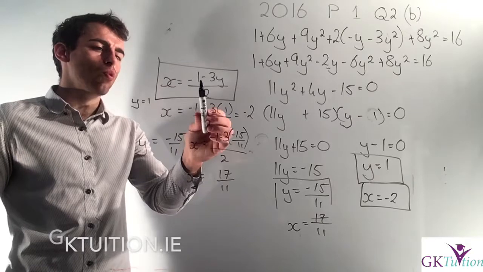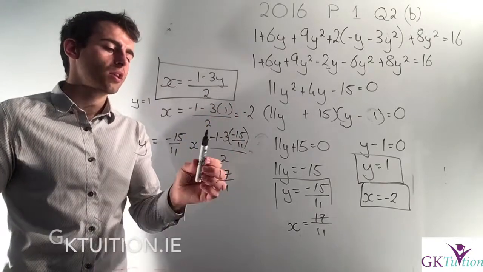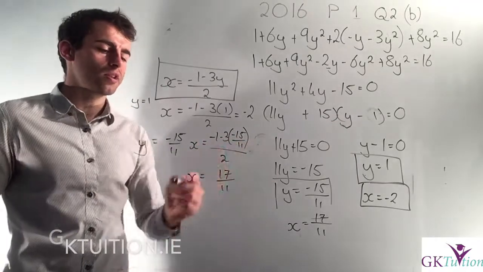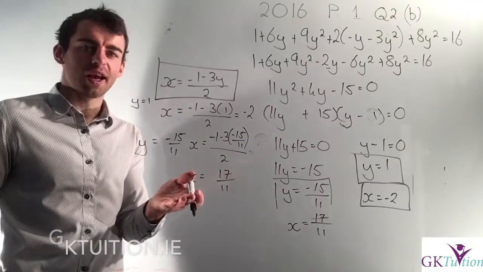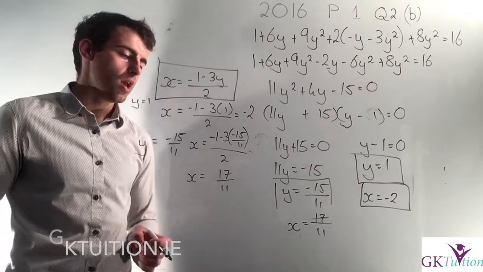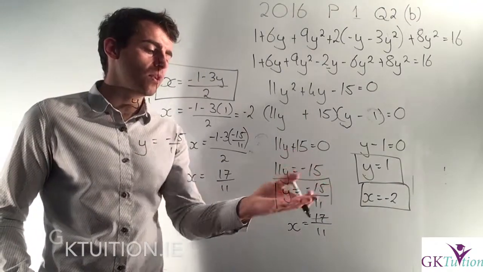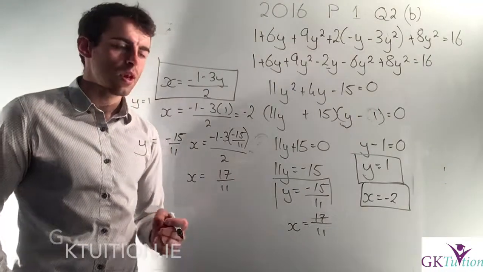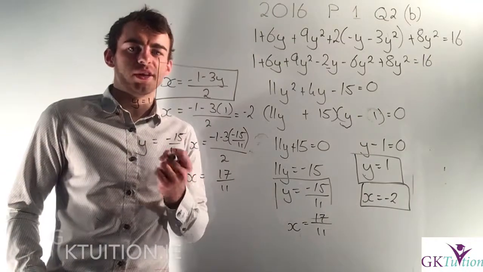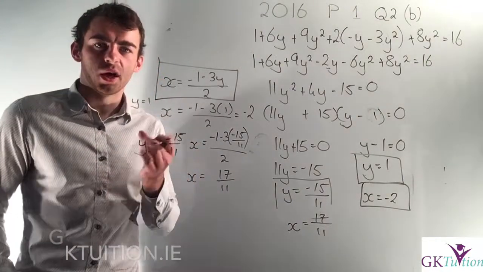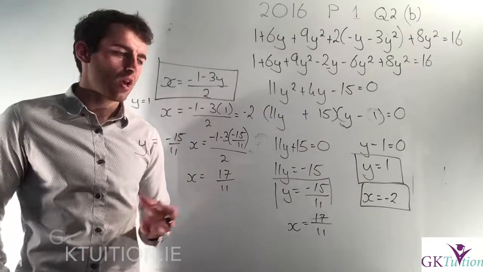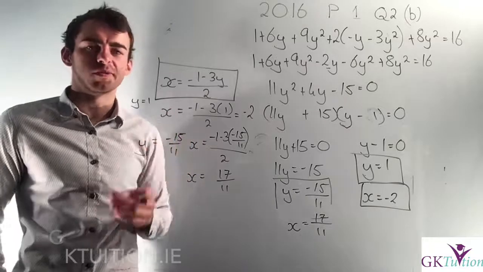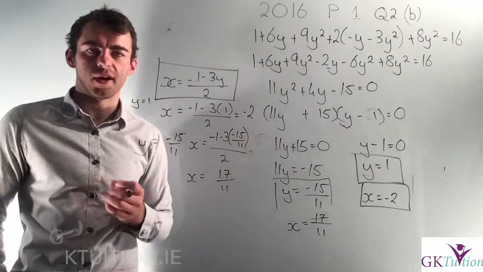I did the exact same thing for my other value. Instead of minus 1 minus 3y, it's minus 1 minus 3 times minus 15 over 11, divided by 2, which means that the corresponding x value is 17 over 11. So I know that when y is minus 15 over 11, x is plus 17 over 11. In any of those quadratic equations, if there's an x squared or a y squared in it, we'll always get two different answers. And once you get your first two answers, make sure you go back and find your corresponding x values or your corresponding y values.